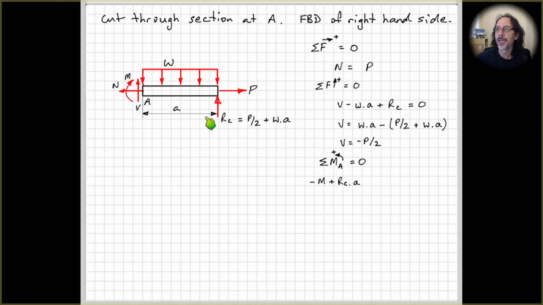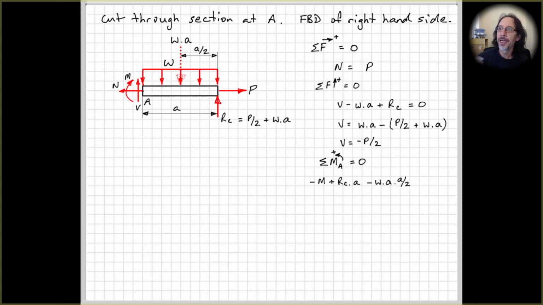RC times A, tending to rotate anti-clockwise about point A, so that's positive. And now we have to do the resultant of the distributed load that's acting on just the section that we're looking at. So now we have W times A, and it acts at the center of this section, so at a distance of A over 2. So we can put that into our equation. WA times A over 2, tending to cause a clockwise rotation about point A, so therefore negative.